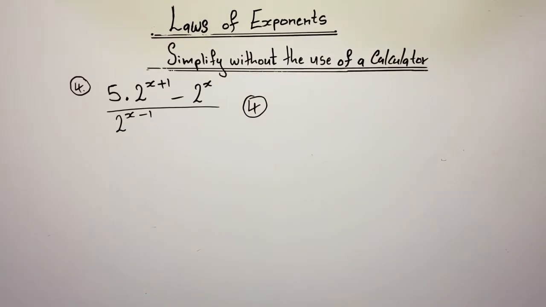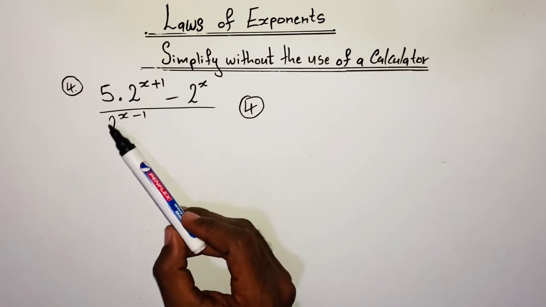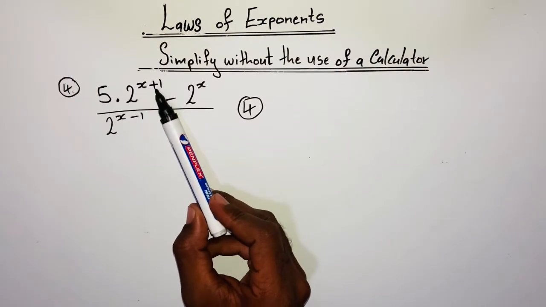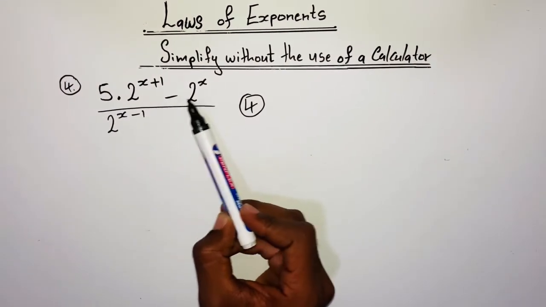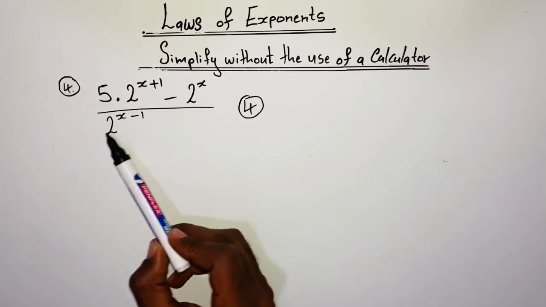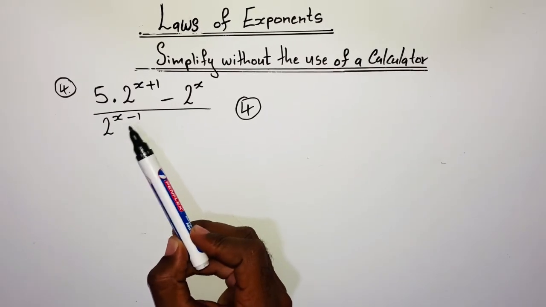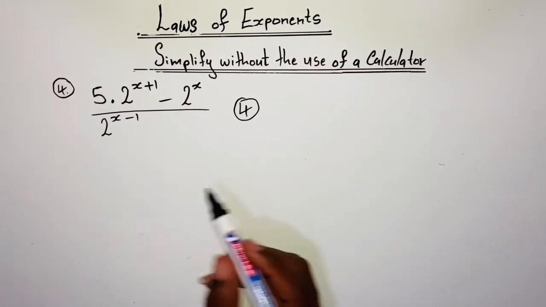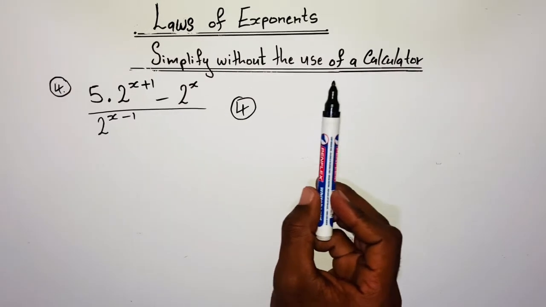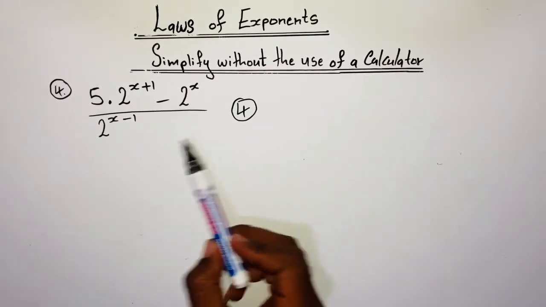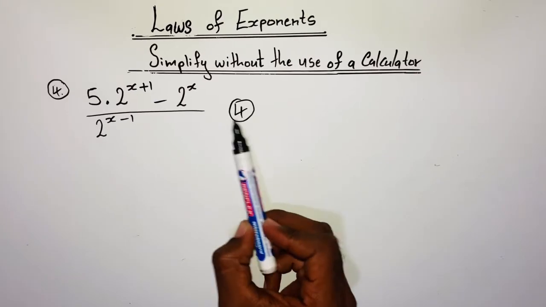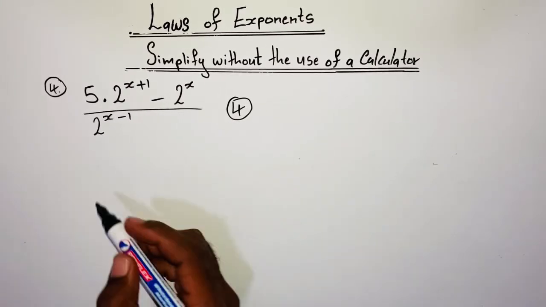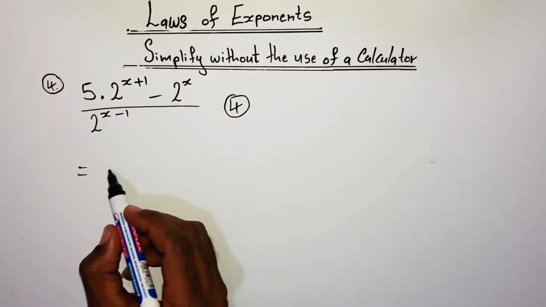This is our fourth sum, which is 5 times 2 to the x plus 1 minus 2 to the x all over 2 to the x minus 1. So the instruction is still the same, simplify without the use of a calculator, and the mark allocation for this sum is 4 marks. So let's just solve the sum.